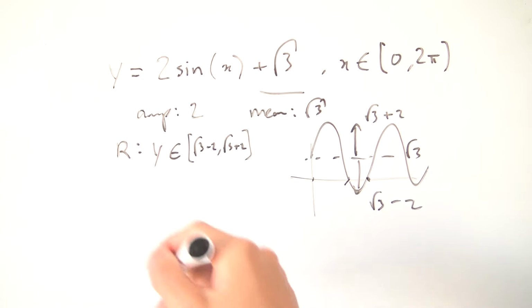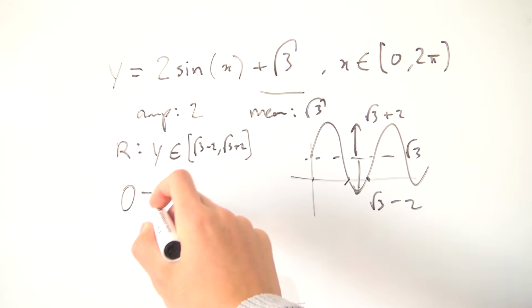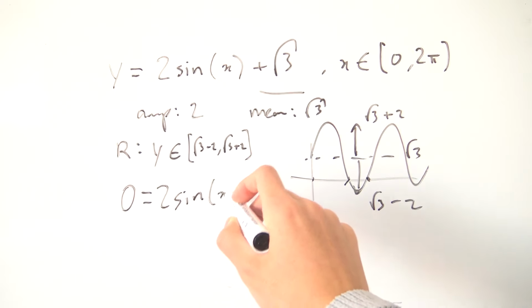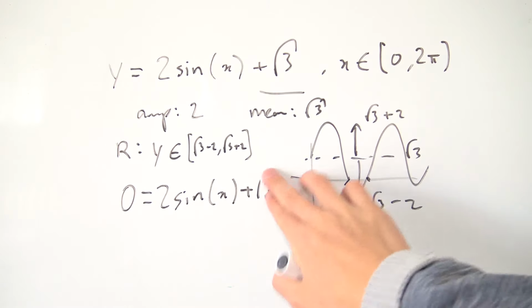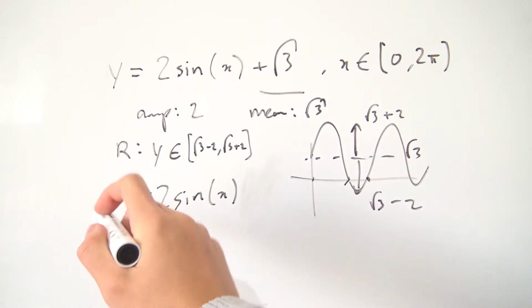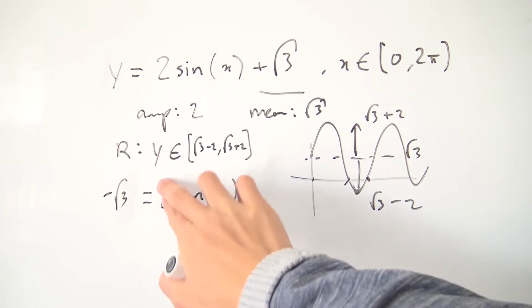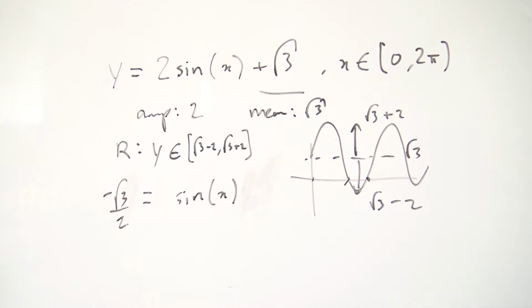So to find the x-intercepts, all we really need to do is let y equal 0. So if we solve the equation 0 equals 2 sine of x plus root 3, we need to solve for x inside of this domain right here. So that's just a basic trig equation that we can work out quite easily. Subtracting root 3 on both sides and dividing both sides by 2, we want to find all the x's where sine of x is negative root 3 over 2.